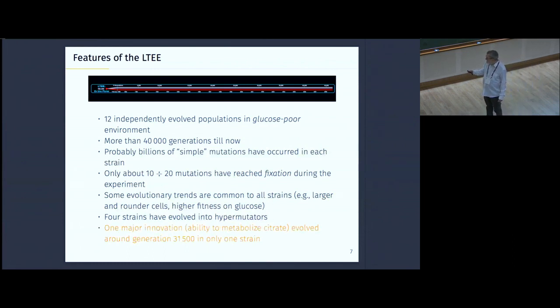In particular, it's interesting to know that there was one major innovation, that is the ability to metabolize citrate. It arose in only one strain, around generation 30,000 something. And this is a major transition. The ability to metabolize citrate, if I'm not wrong, is one of the diagnostics that distinguishes coli from salmonella. So this is really crossing a barrier. And we can be pretty sure that it was not due to some horizontal gene transfer from contamination, because essentially it was a sequence of mutations that led to this major transition. It has nothing to do with any natural strain.